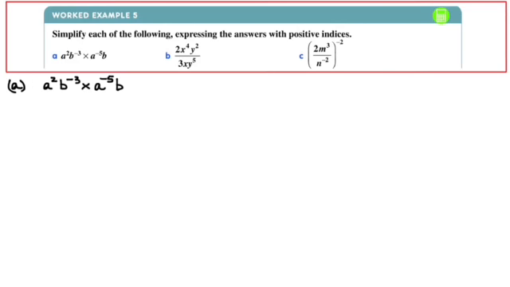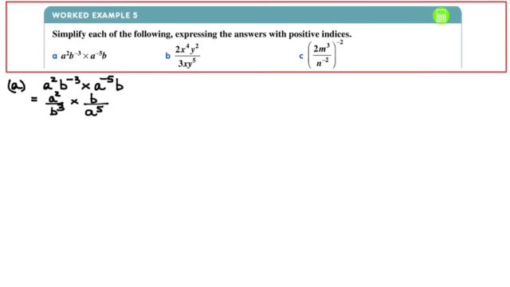Alright, so there's a... Now, this little beastie needs to go down to the denominator as b to the plus 3, and this one here to the denominator as a to the plus 5. So we get that, don't we? Now, I can see some cancelling happening here, can't you?